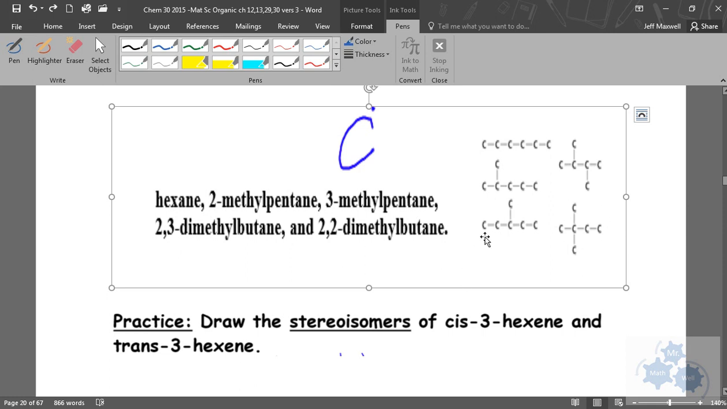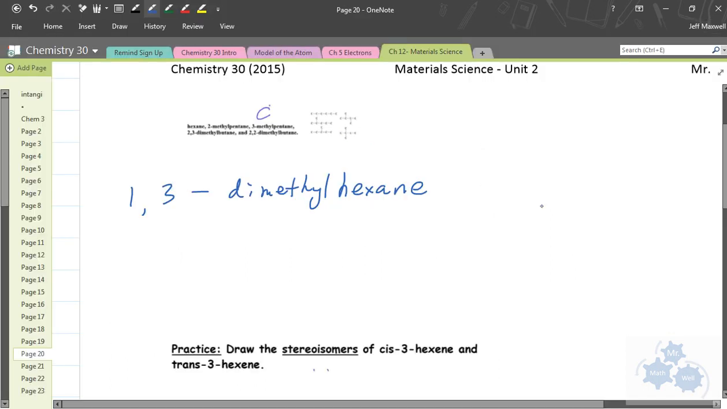Okay? And of course, this one right here has 1, 2, 3, 4, 5. So that's pentane. And on 1, 2, 3, we have a methyl group. So that's where you get 3-methyl pentane. Okay, so one more practice question. Just draw this molecule here, 1, 3, dimethyl hexane.